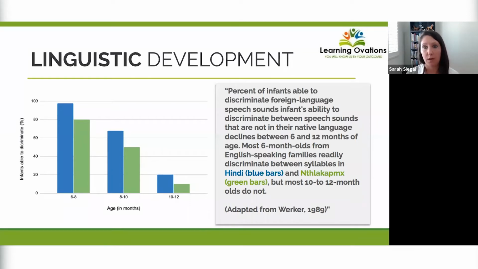But look at how fast that ability drops off. By the time they're 10 to 12 months old, they're only recognizing differences in Hindi about 20% of the time. So you start to narrow down the language differences, the sounds that are meaningful for your communication. And this wasn't explicitly taught during those 12 months. It's just something that infants automatically start doing when exposed to language.